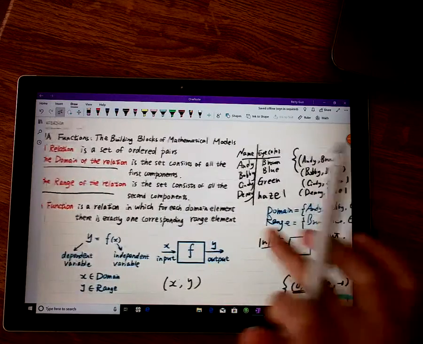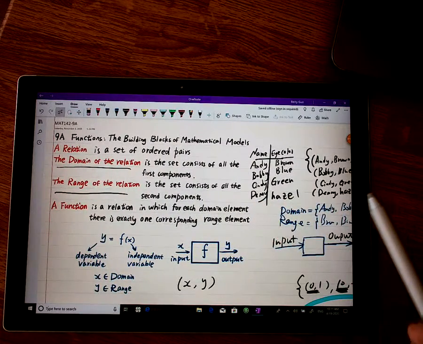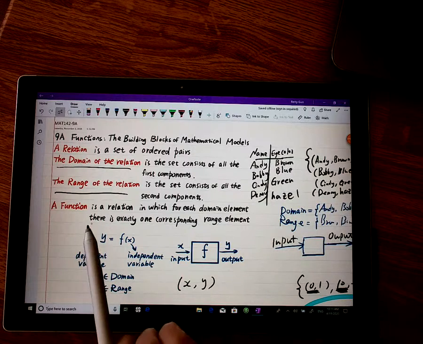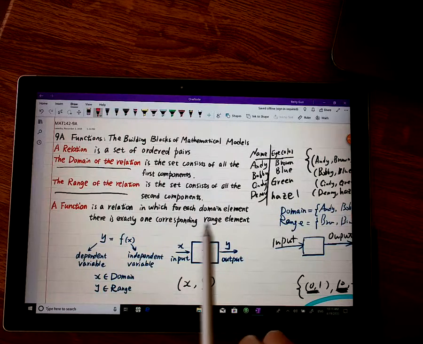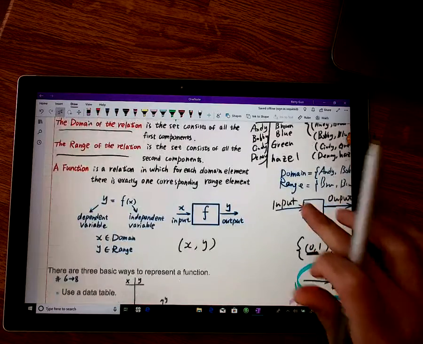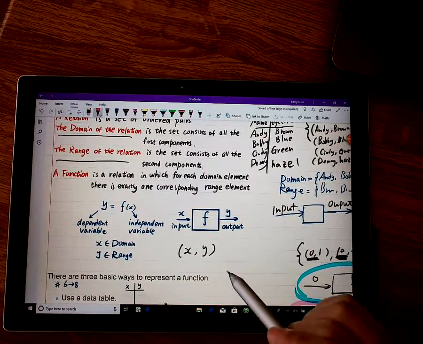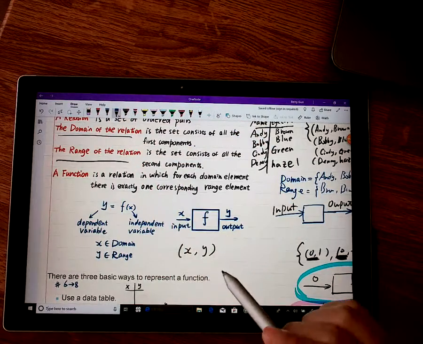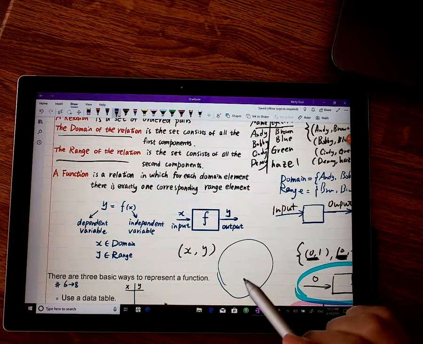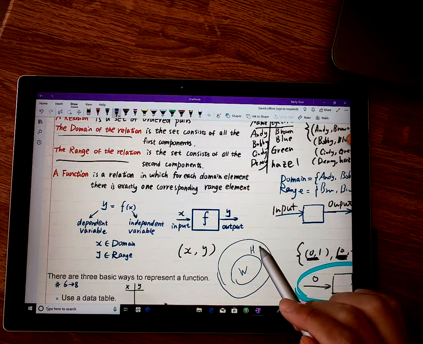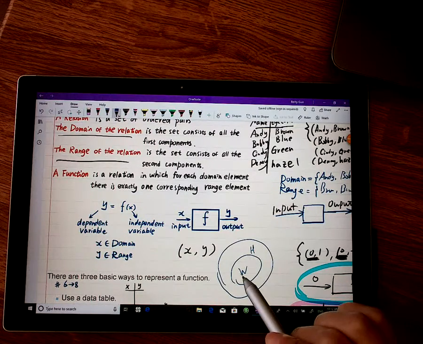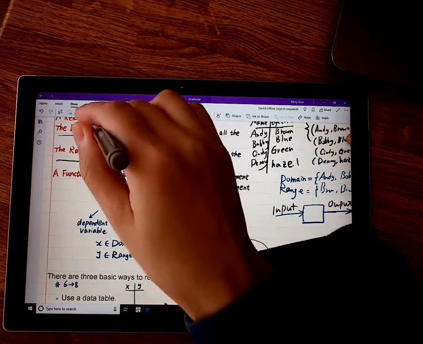Okay, so I think we are ready to bring in the definition for a function. A function is a relation in which for each domain element, there's only one corresponding range element. So this tells us the connection between relation and a function. Let me make an analogy. This set is human beings, this set is women. We know women are human beings, but the human beings might not be women, could be men, right? Same idea.